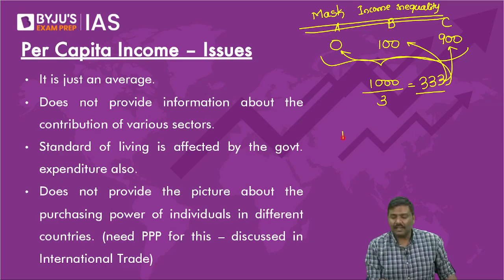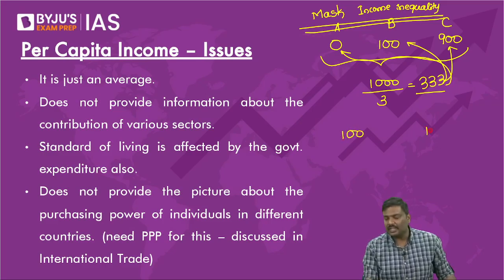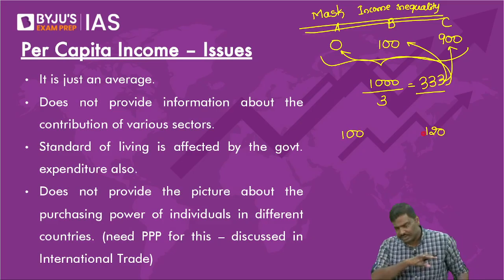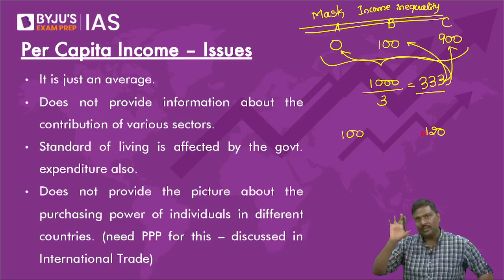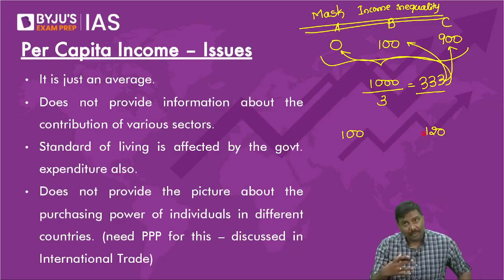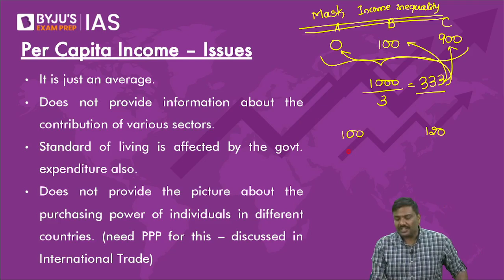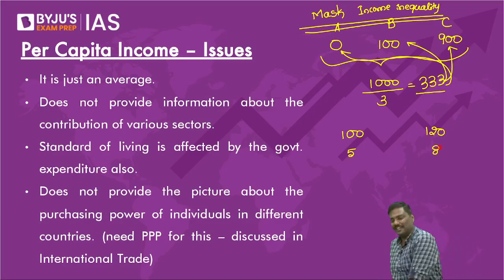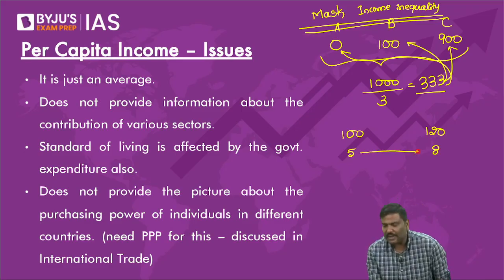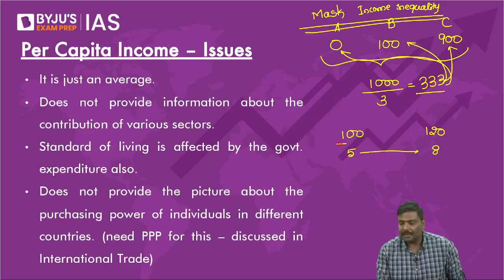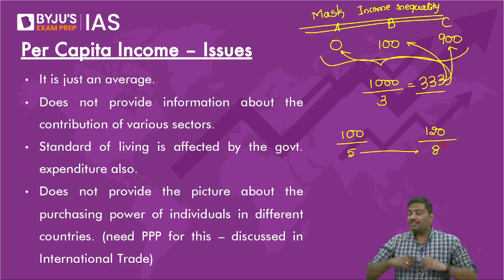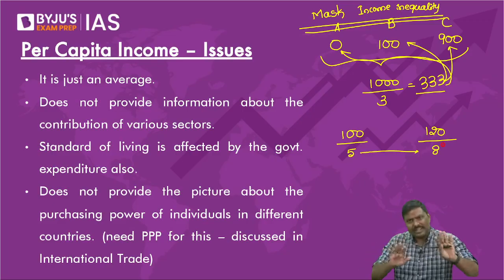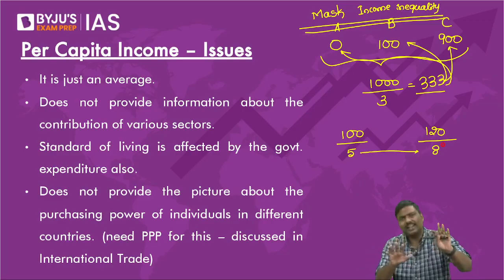Imagine your GDP increases from 100 rupees to, let's say, 120 rupees. But at the same point of time, what if your population increases from 5 people to 8 people? Apply the logic now. Here per capita was 20. Here per capita is 15. Which means, again, income inequality is there. I hope you understand, income inequality is there.